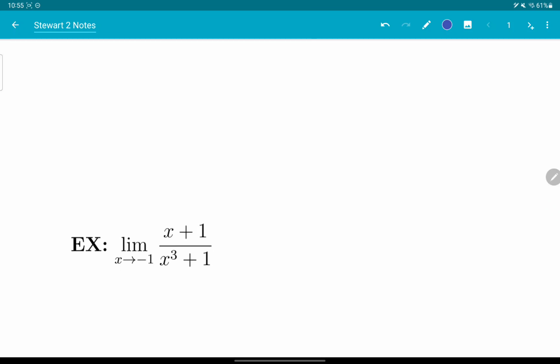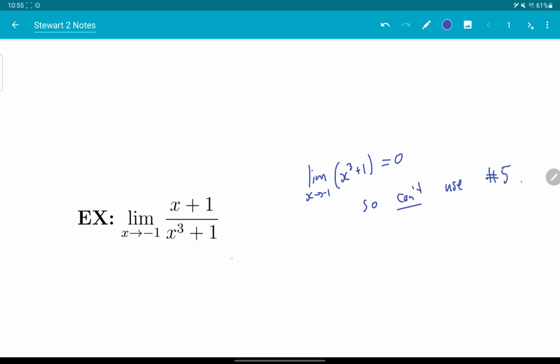This one. I cannot use limit law number 5 because the limit of the bottom is 0. So let's write that. Limit x goes to -1 of x cubed plus 1 is 0. So I can't use limit law number 5. Cannot use that. So here I have to do something more clever.